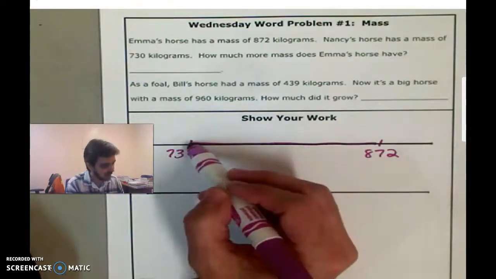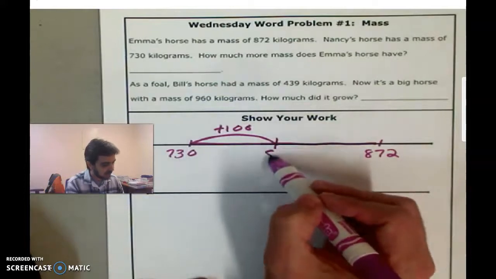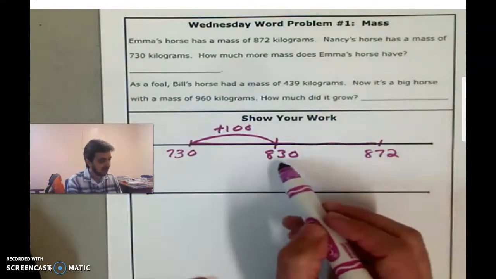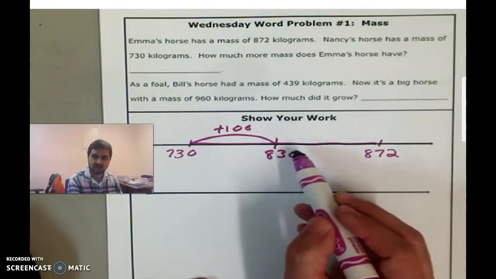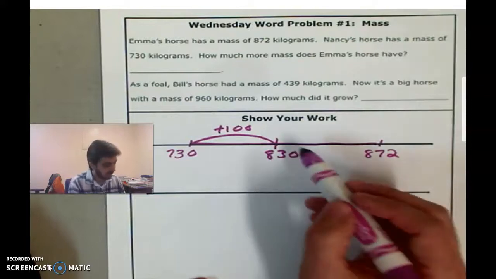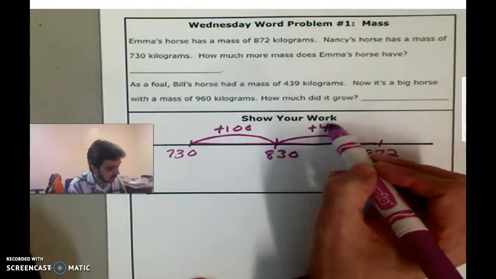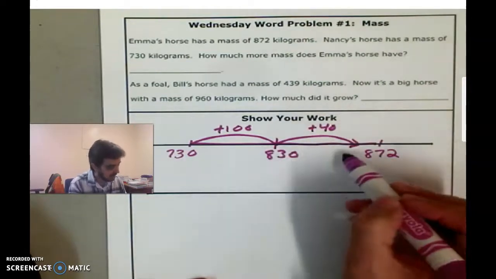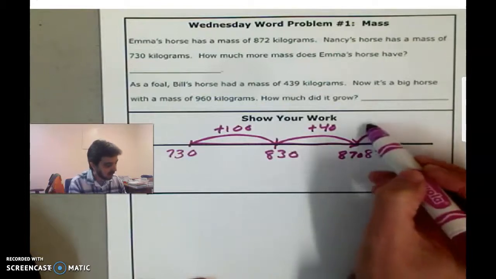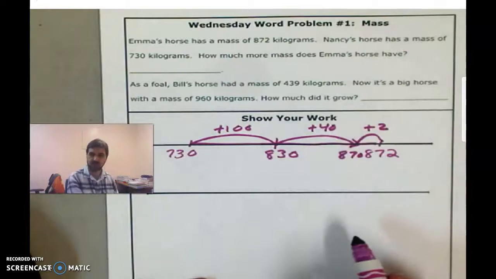If I add 100, that gets me to 830. All right, so can I do anything with the tens place? What can I add: 10, 20, 30, 40? If I add 40, I can get real close, right? Because if I add 40, I get to 870, and now I'm only 2 away. So it's just a little hop of 2. So I end up with 142.